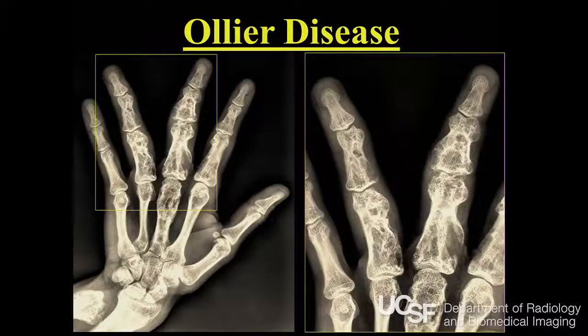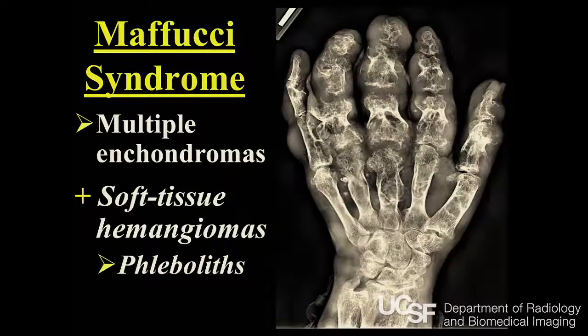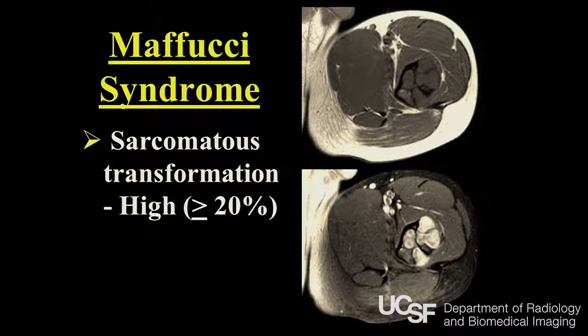With Ollier's disease, like we see here, there are no phleboliths. But with Maffucci syndrome, the multiple enchondromas are associated with soft tissue hemangiomas or low-flow vascular lesions, and we see these focal calcifications representing phleboliths. And Maffucci syndrome is important to know about because it has a particularly high rate of sarcomatous transformation, generally quoted in the literature as 20% or more.